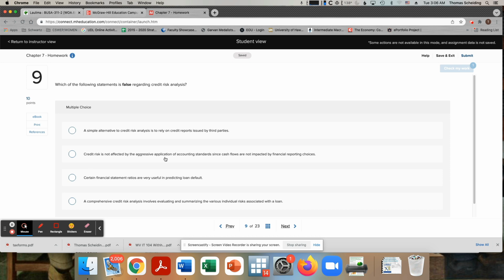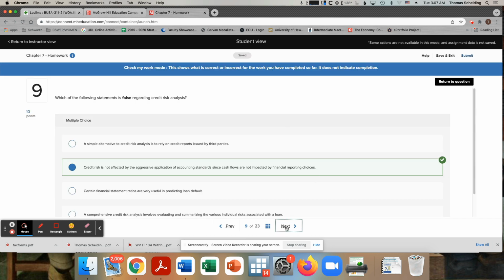Credit risk is not affected by aggressive application of accounting standards since cash flows are not impacted by financial reporting choices. Dude, that's totally false. Credit risk is affected by aggressive application of accounting standards. If you're pushing the boundaries on accounting standards to make things look different, that does mean you're a credit risk. So we know this one is false, but let's make sure that the others are true. Certain financial statement ratios are useful in predicting loan default. Yep, we've established that already. A comprehensive credit risk analysis involves evaluating and summarizing various individual risks associated with a loan. That is also true. So this is our only false statement.